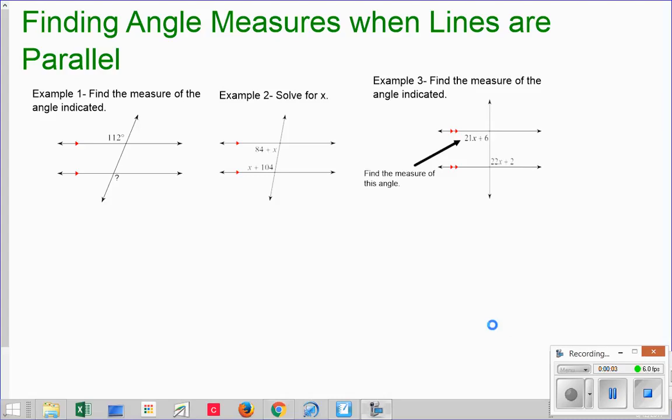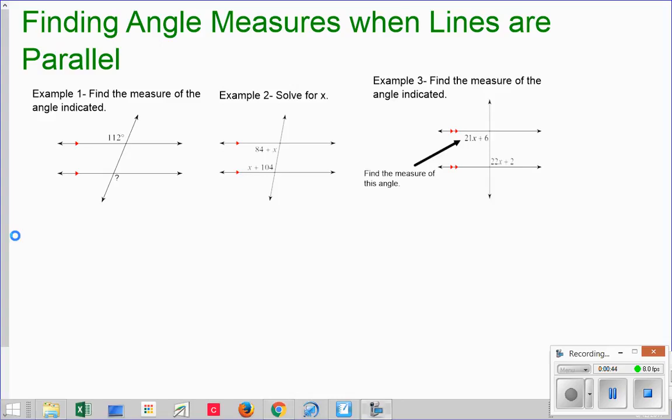Okay, so now I'm going to show you how we use the information that I just taught you about parallel lines and the angles that are created with the transversal. Let's take a look at the first example here. In this example, I can see in the diagram that the two lines are marked parallel. So when they're marked parallel, then all of those things are true that we learned previously: corresponding angles, alternate interior angles and alternate exterior angles are congruent, and same side interior and same side exterior angles are supplementary.